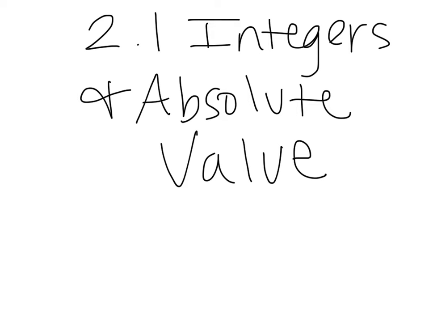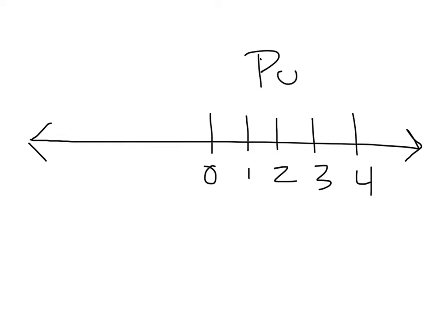Hi guys, our first lesson is going to be 2.1 integers and absolute value. So if we draw a number line, like so, the first number we always need to put on our number line is 0. And to the right, we'd have 1, 2, 3, 4, so on and so forth. Those are called our positive numbers.